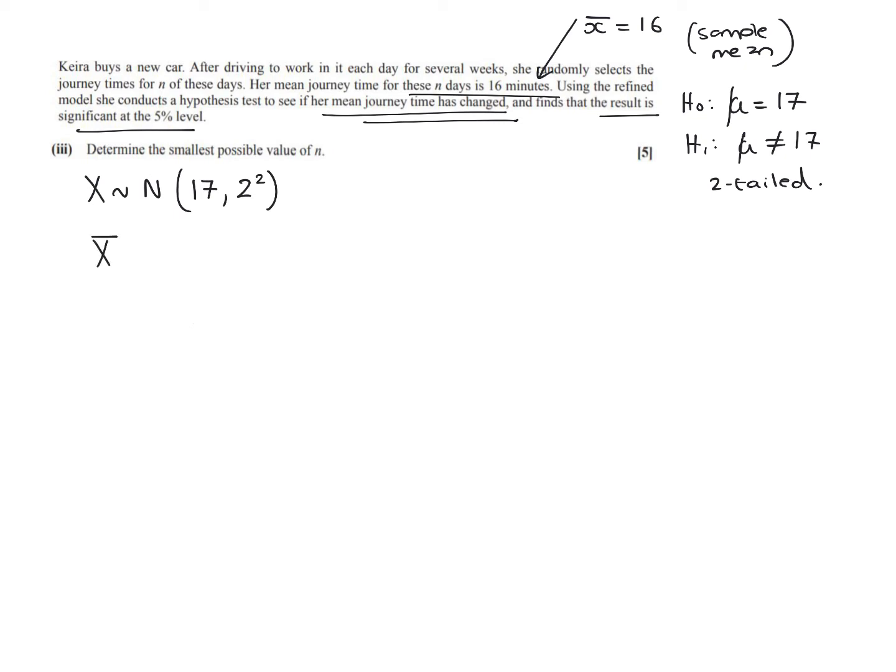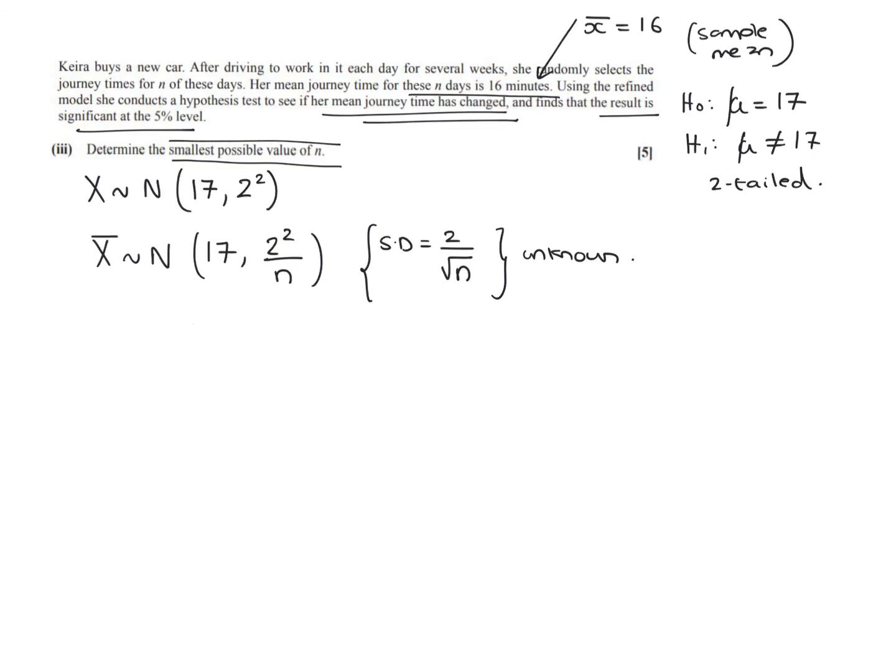The x bar distribution, which is the distribution of the sample means, also has a mean of mu, but its variance is sigma squared over n. So its standard deviation is the square root of that, 2 over root n. So effectively, the standard deviation of the x bar distribution is unknown because we don't know the value of n, which is what we're trying to do. We're trying to find the smallest possible value of n.